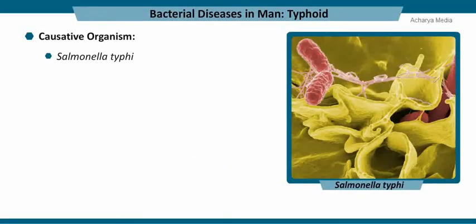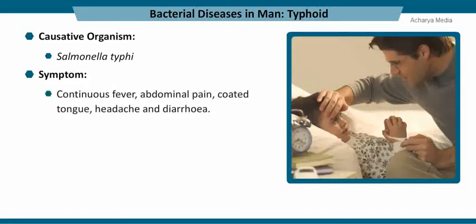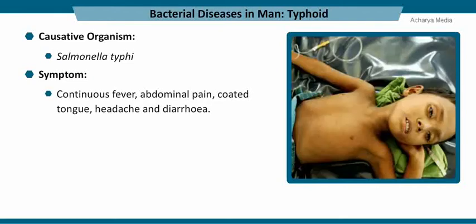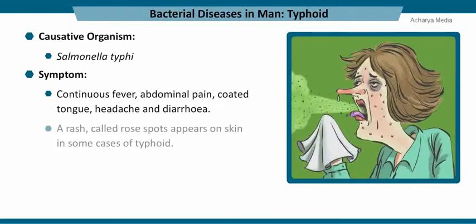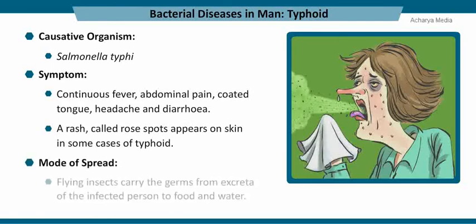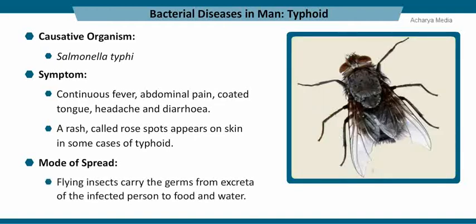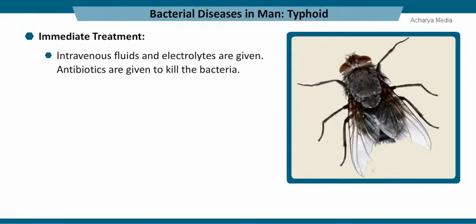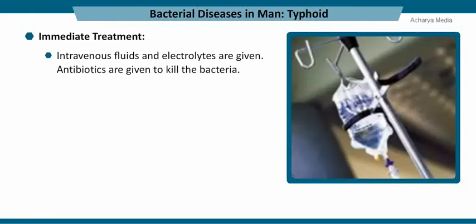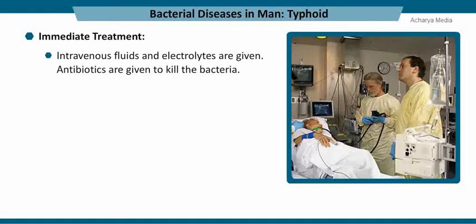Salmonella typhi is the bacteria responsible for causing typhoid. This disease is characterized by symptoms like continuous fever, abdominal pain, coated tongue, headache, and diarrhea. A rash called rose spots appears on skin in some cases of typhoid. Flying insects carry the germs from the excreta of the infected person to the food and water that are kept open.